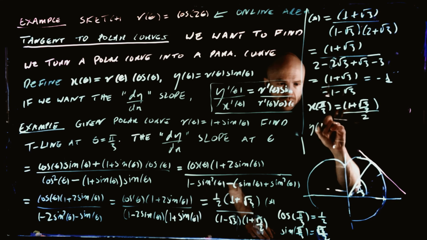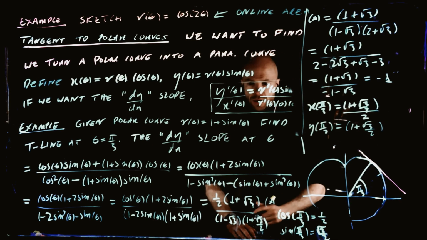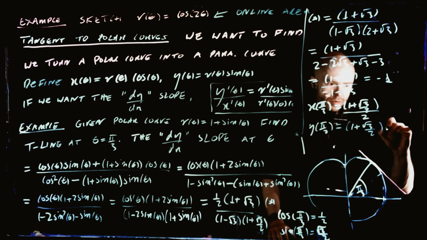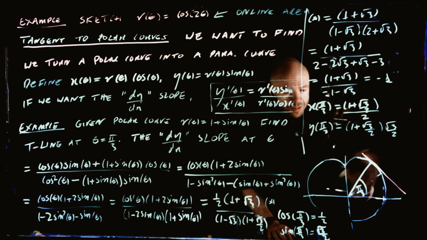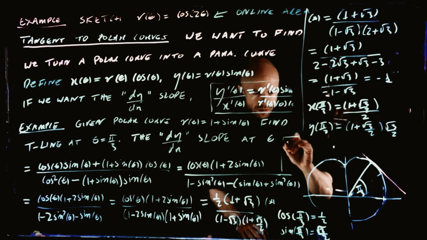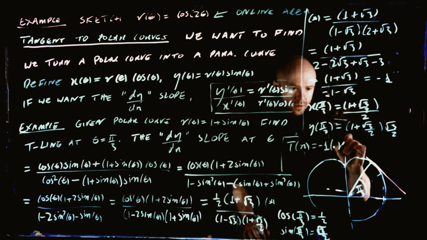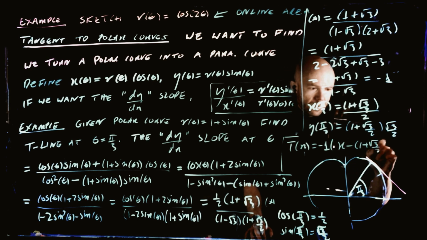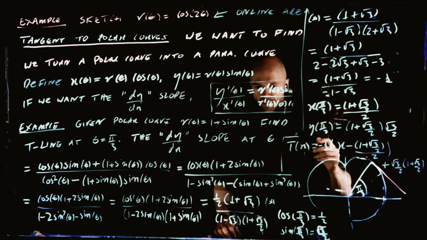And our y coordinate is again the radius, which is 1 plus root 3 over 2. Right? This is this thing. And then times sine of this thing, which is root 3 over 2. So that's what we are with respect to this point. And then to find the tangent line, we just do the standard thing, right? So the t-line, t of x, it's the slope minus 1, times x minus the x coordinate, which is x minus 1 plus root 3 over 2, plus the y coordinate, which is 1 plus root 3 over 2. And that thing gives us our tangent line.